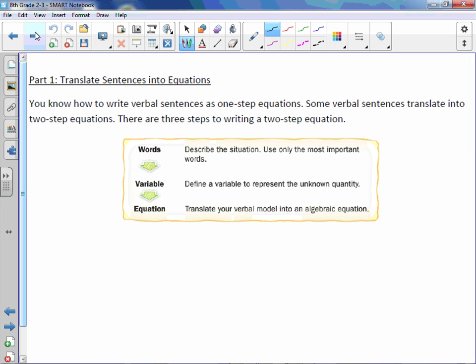Variable. Define a variable to represent the unknown quantity. So think to yourself, what are you finding? And then write a let statement. Equation. Translate your verbal model into an algebraic equation.